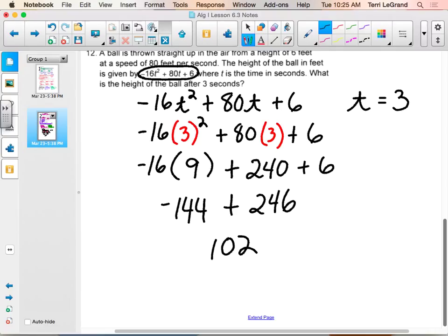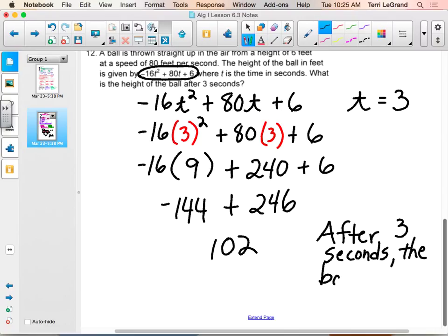But we have to end this with a sentence. What are we going to say? After 3 seconds, because that's what we put in for t. After 3 seconds, the ball is 102, is it feet? Feet in the air, or off the ground, or whatever you want to say. End of sentence punctuation.